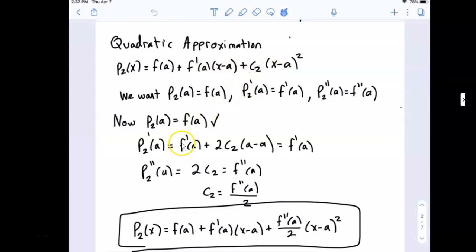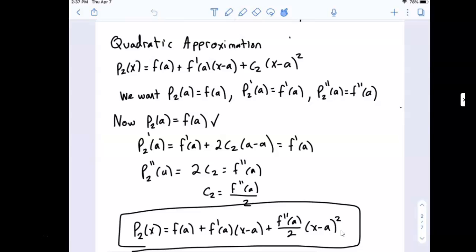If we take the second derivative of this formula, we'd have P2 double prime of A equals 2 times c2, and we want that to be equal to the second derivative, so that means that c2 must be the second derivative divided by 2. So our formula for the quadratic approximation then is our linear approximation with the additional term f double prime of A divided by 2 times x minus A squared. And then that gives us a quadratic approximation. We're going to see here a little bit later how the quadratic approximation looks.